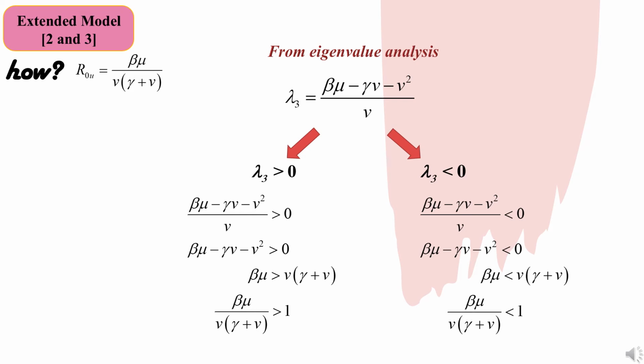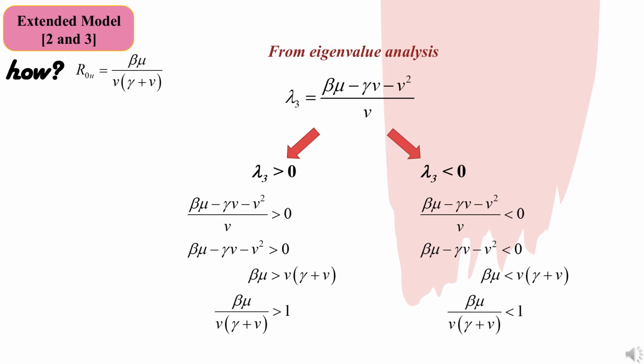The basic reproduction number is obtained by eigenvalue analysis using eigenvalue 3, where we consider eigenvalue 3 larger than 0 and eigenvalue 3 smaller than 0. Extended model 2 and extended model 3 have the same form of the third eigenvalue. That is why they have the same form of basic reproduction number as well. Recall that when eigenvalue 3 is smaller than 0, it gives a stable disease-free steady state, and from here we can also see that eigenvalue 3 smaller than 0 leads to a reproduction number smaller than 1. This means that there will be no epidemic.